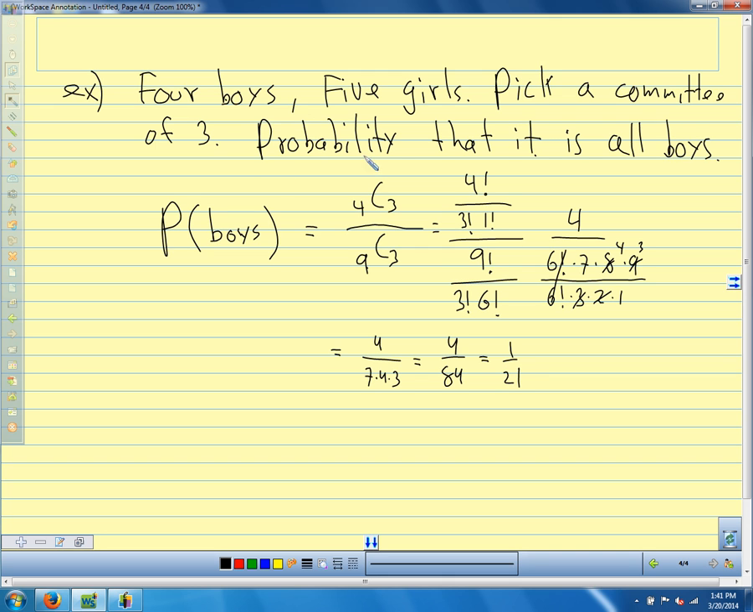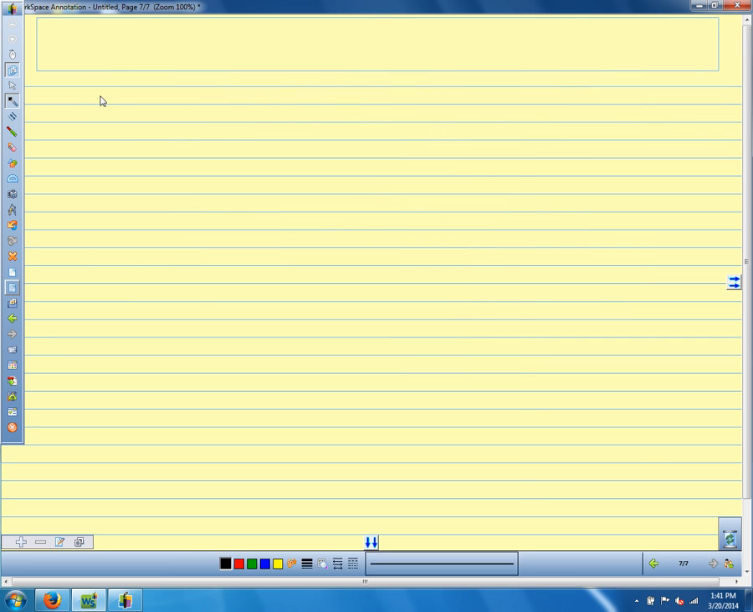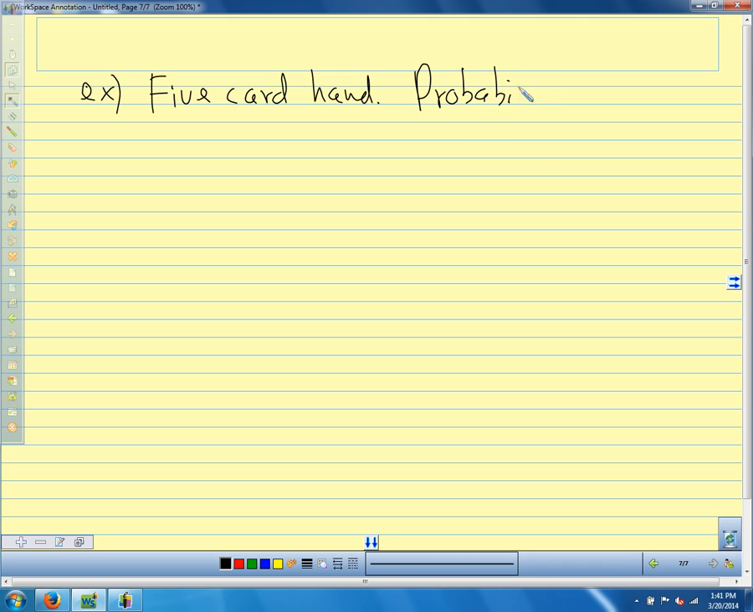Okay, let's look at a probability kind of like this that has to do with cards. So let's say we have a 5 card hand, and we want the probability of exactly 2 2s in that hand.